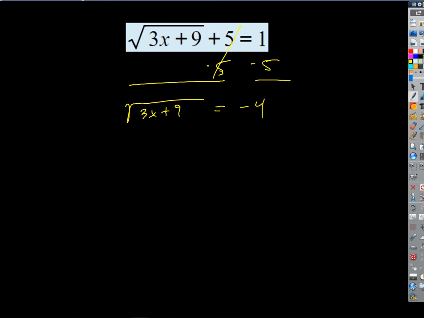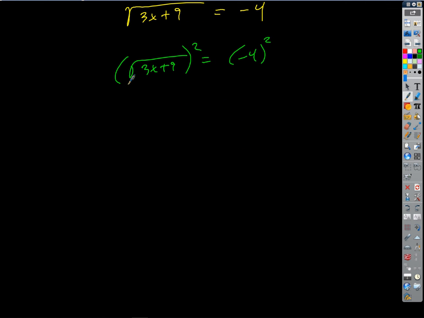Square both sides. Okay, so at this point, I can square both sides. Actually, what I want to do, and so what do we get there? Okay, so the squared cancels the square root. 3x plus 9 equals positive 16. Okay. So what are the two steps to get the x by itself? Subtract 9, divide by 3, so I'm going to get 16 minus 9 is 7 divided by 3.